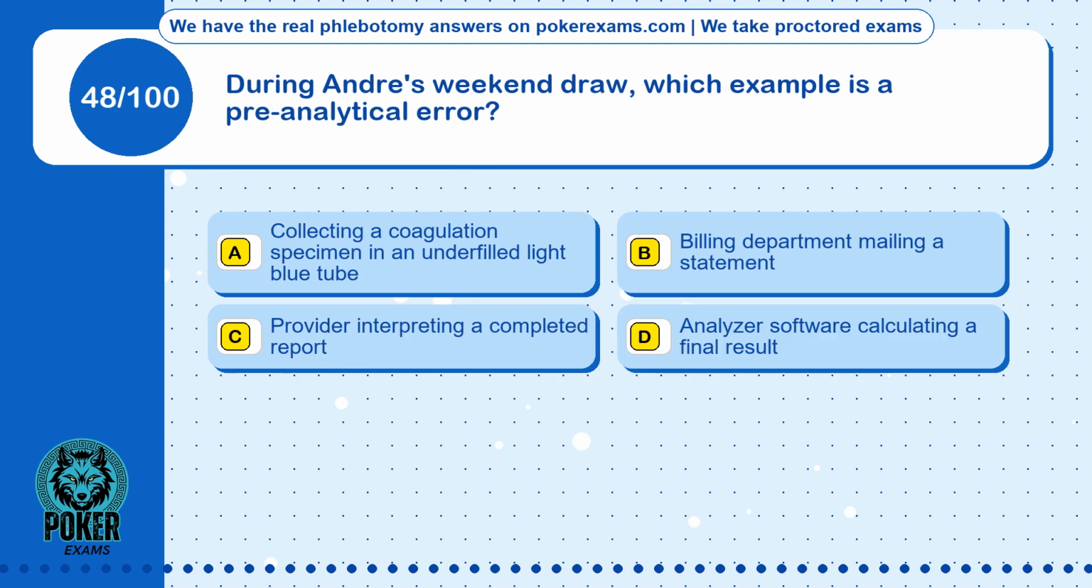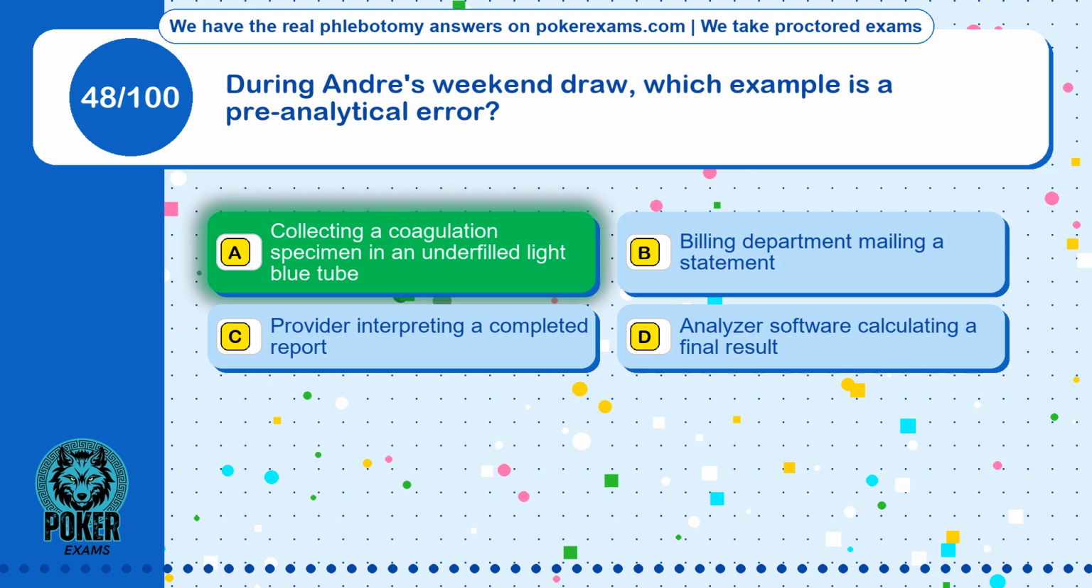Question 48. During Andre's weekend draw, which example is a pre-analytical error? Option A, collecting a coagulation specimen in an underfilled light blue tube. Option B, billing department mailing a statement. Option C, provider interpreting a completed report. Option D, analyzer software calculating a final result.